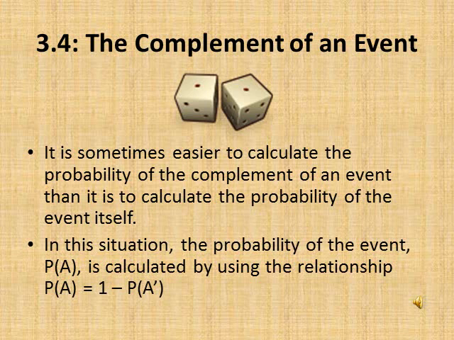It is sometimes easier to calculate the probability of the complement of an event than it is to calculate the probability of the event itself. In this situation, the probability of the event, P of A, is calculated by using the relationship P of A is equal to 1 minus P of A prime.